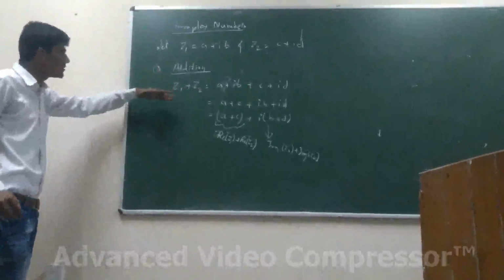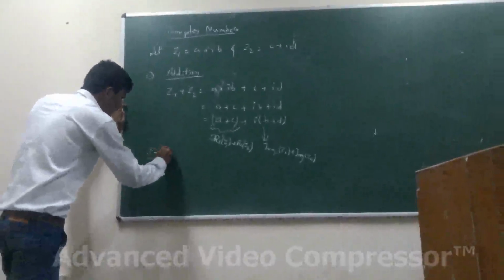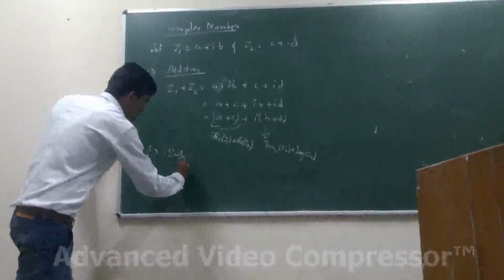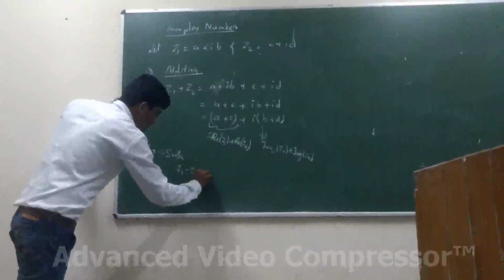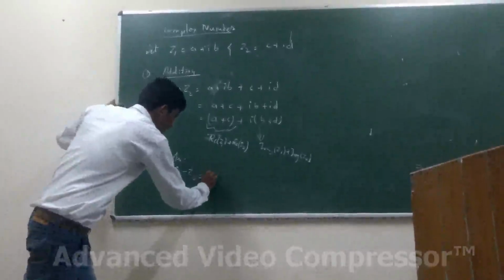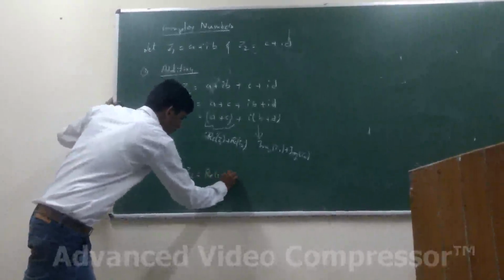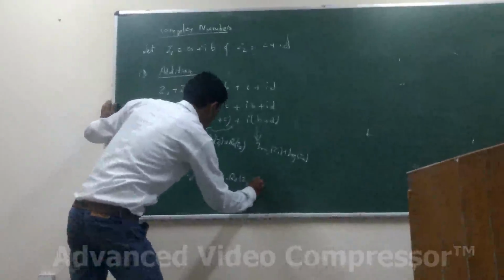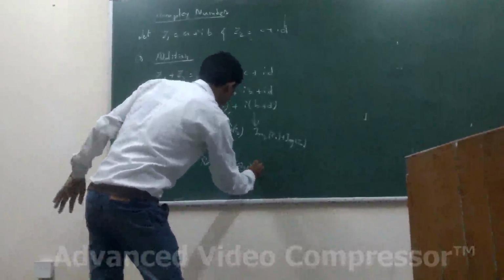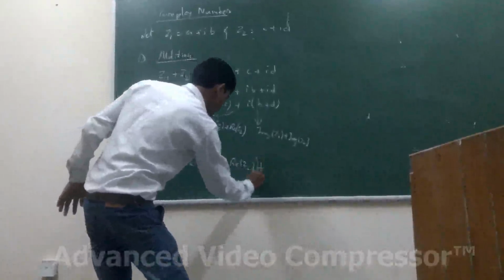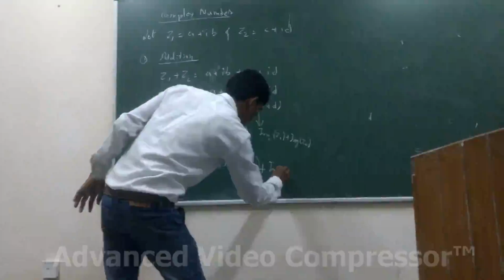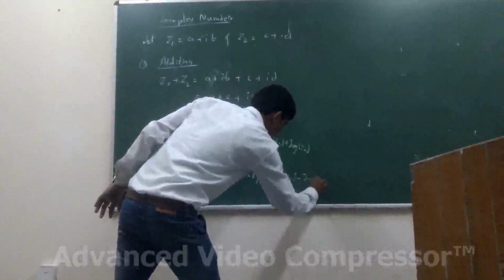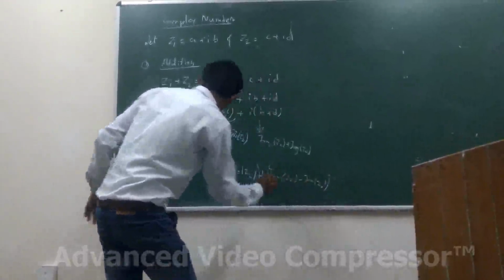In this way, the second property is subtraction. z1 minus z2 is the real part of z1 minus the real part of z2, plus iota times the imaginary part of z1 minus the imaginary part of z2. In this way.